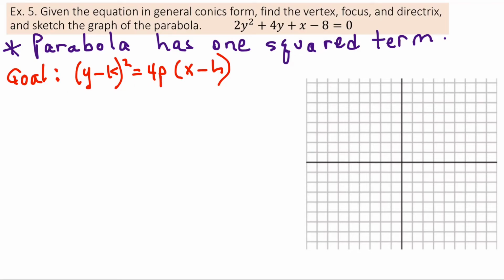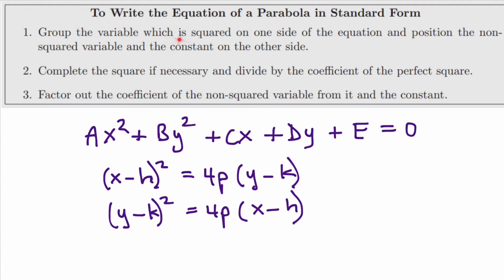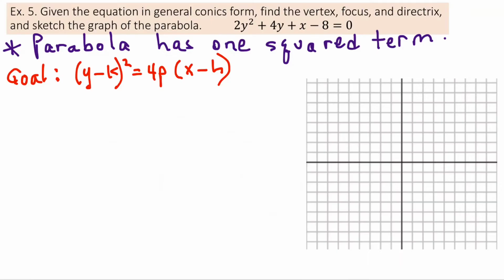So step one of our steps says, group the variable which is squared onto one side of the equation, and then basically everything else on the other side. So let's do that. The squared term is your 2y squared, and the other y term that has to stay with it is the 4y. So I've kept all the y's on the left-hand side. Everything else is going to get moved to the other side. All right, that's step one.